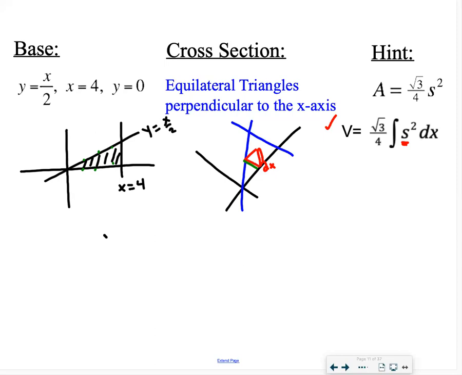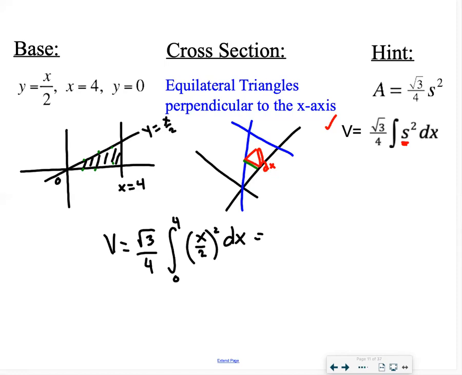So then you would say volume is equal to square root of 3 over 4 times the integral from, what are our boundaries, 0 to 4 of s squared. My side length is x over 2, squared, and then times our width, which is dx. And so that's what you plug into your calculator. You can keep the square root of 3 over 4 on the outside. We all come up with the same thing.